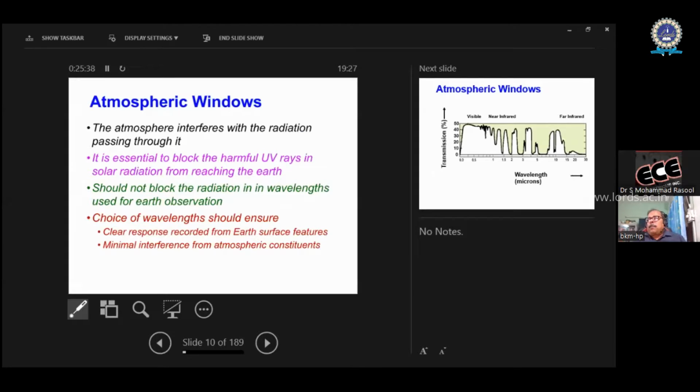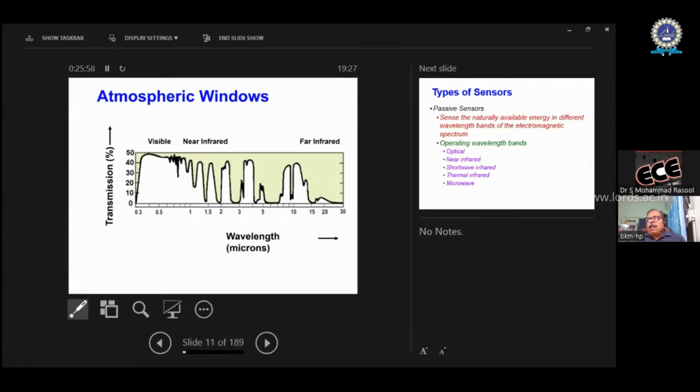Now, there is an atmosphere between the Earth and the space, and the atmosphere is not a homogeneous medium. It does interfere with the radiation passing through it. So there will be scattering, there will be absorption, and these scattering and absorption actions, or the patterns, are again a function of wavelength.